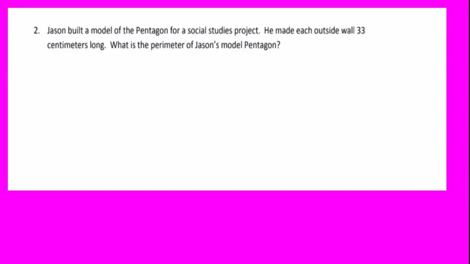Number 2, Jason built a model of the Pentagon for social studies. He made each wall 33 centimeters long. What is the perimeter of Jason's model Pentagon? Pause, draw a pentagon and label your sides, and then find the perimeter.